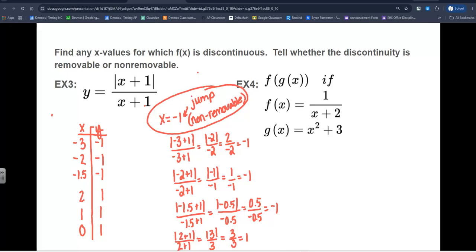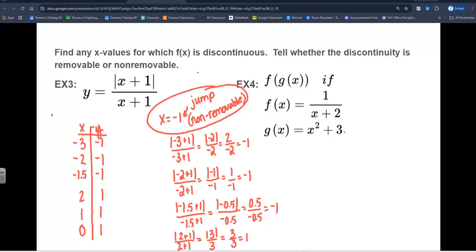Okay. 4 asks us for f of g of x, and then they give us f of x and g of x. So we could look at each individually. Are you going to have a discontinuity on f of x? Is there anywhere the denominator equals 0? Yes. Where is it? -2. Okay. So f of x itself has a discontinuity at -2. What about g of x? Do we have any discontinuities on g of x? No, it's just x squared plus 3.